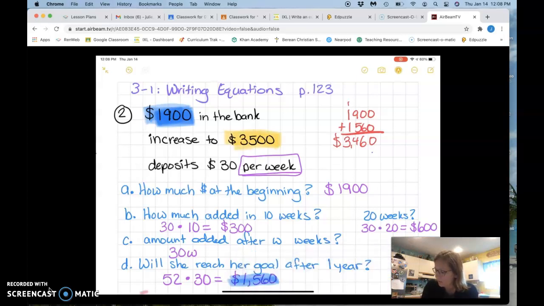So she will not reach her goal after a year. It'll take her a little bit longer than a year, okay? All right, so copy all that down and then I'll be back with a couple more.